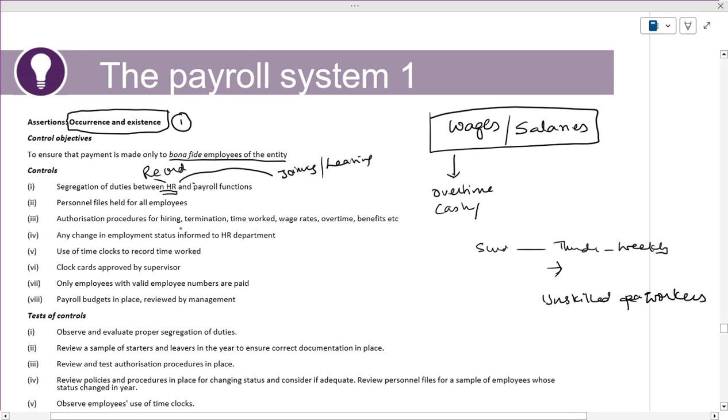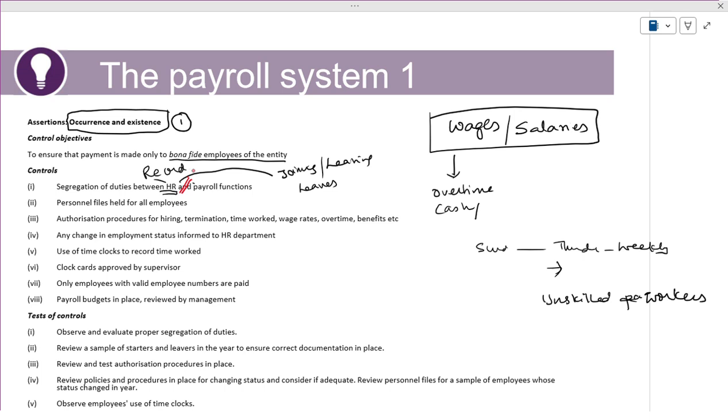Is it leaving the organization? We are talking in terms of leaves, eligible leaves, how many people are there. There are so many conditions. There should be a clear-cut distinction between the HR department and the payroll function.